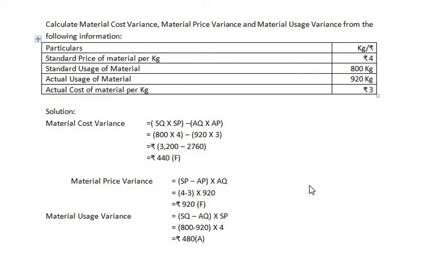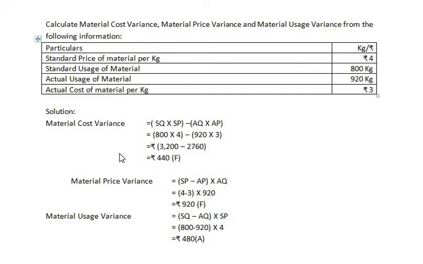Now let us look at this particular problem. It says calculate material cost variance, material price variance, and material usage variance from the following information. They have given you the standard price of material per kg, that is ₹4 per kg. Then we have the standard usage of material or the standard quantity, that is 800 kgs. Then we have the actual usage of material or the actual quantity, that is 920 kg. And we have the actual cost of material or the actual price, which is ₹3 per kg.